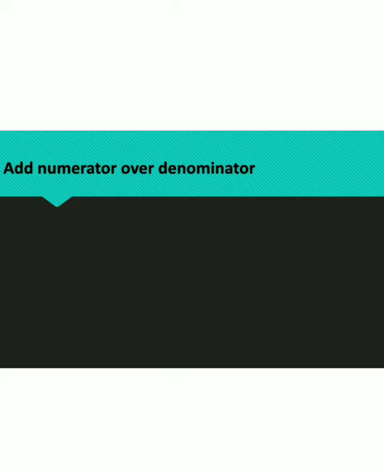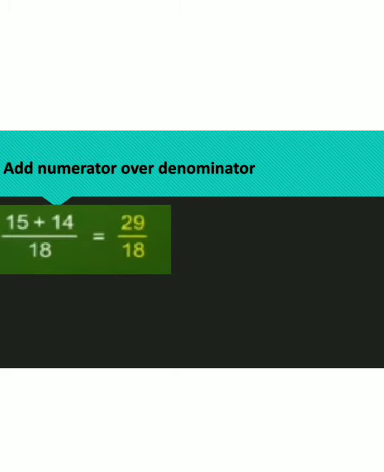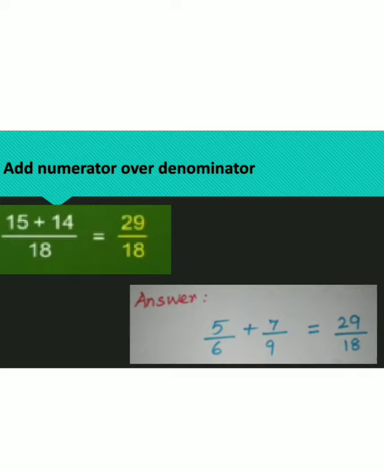Add numerator over denominator because the denominators are the same. So 15 plus 14 by 18 is equal to 29 by 18. Therefore, the answer is 5 by 6 plus 7 by 9 equals 29 by 18. Let us see one more example.